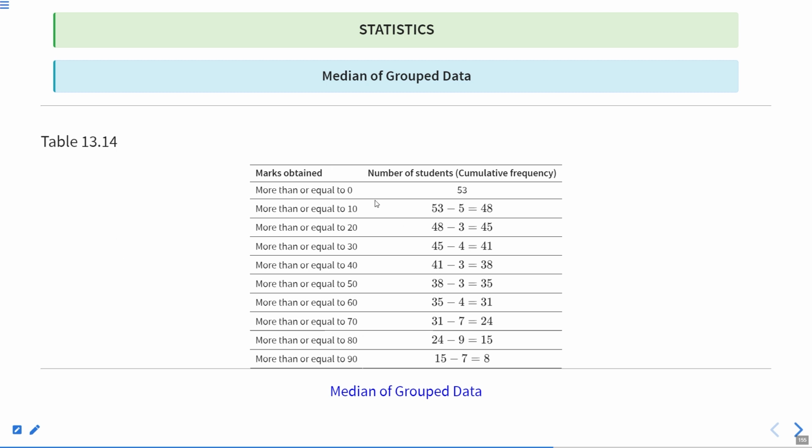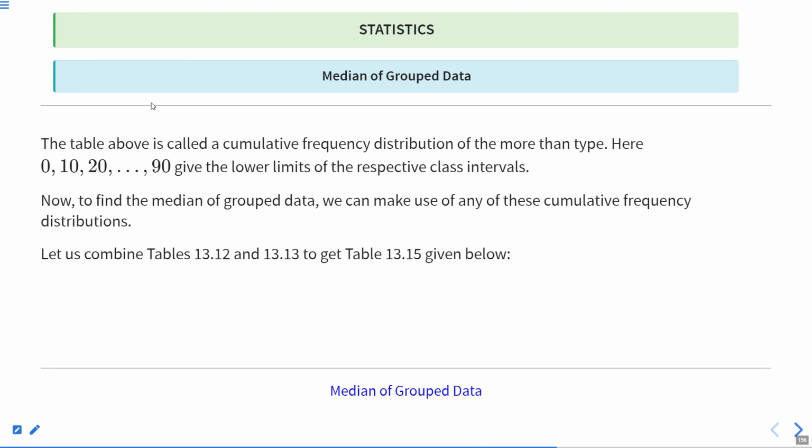Marks obtained more than or equal to 0, number of students 53, and marks obtained more than or equal to 10, number of students 48, and so on, as you can see in this table. The table above is called a cumulative frequency distribution of the more than type. Here 0, 10, 20 up to 90 give the lower limits of the respective class intervals.